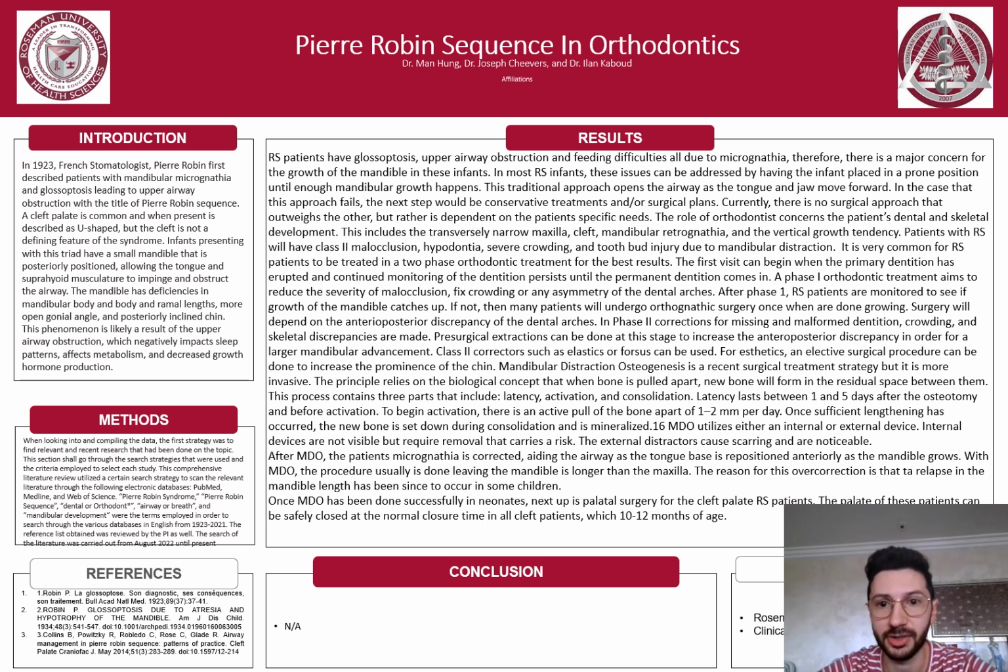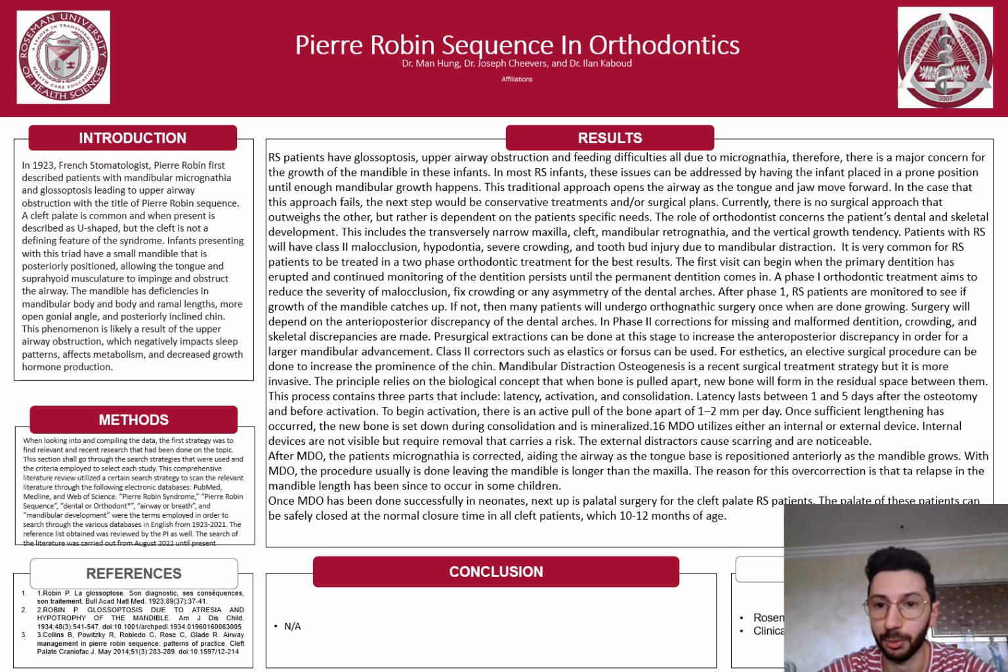But in most of these infants, these issues can be addressed by having the infant placed in a prone position and then just waiting for the mandible to grow and to catch up with the maxilla, and usually they should be fine. A lot of times you'll see that this traditional approach will open up the airway as the tongue and jaw move forward. But if this approach does fail, the next step would be to take a conservative treatment or surgical plan. Currently there is no surgical approach that outweighs the other. It is rather dependent on the patient's specific needs.